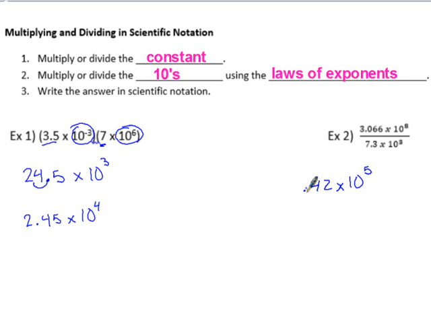Alright, again, this is not in scientific notation because 0.42 is less than 1, and remember, it has to be between 1 and 10. So I'm going to move 1 to the right this time, and my number becomes 4.2. Alright, since I moved to the right, I have to take a number away from the exponent that is there. So it's going to be 4.2 times 10 to the fourth power.